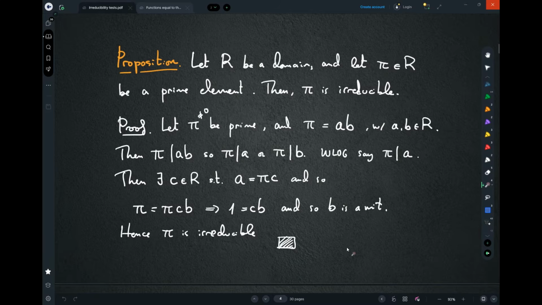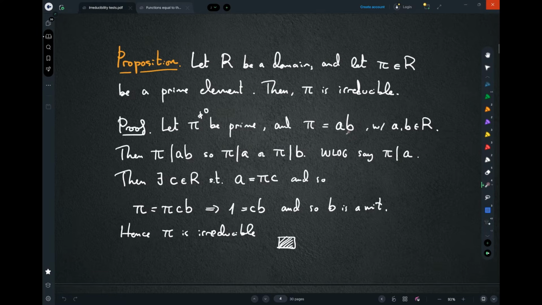Let's show that, in fact, every prime element in a domain is an irreducible element. Next, I'm going to show that the converse is not true in general, that an irreducible does not need to be a prime element, but prime implies irreducible. So take pi to be a non-zero prime element, and to show that it is irreducible, suppose there is a factorization a times b with a and b in the ring.